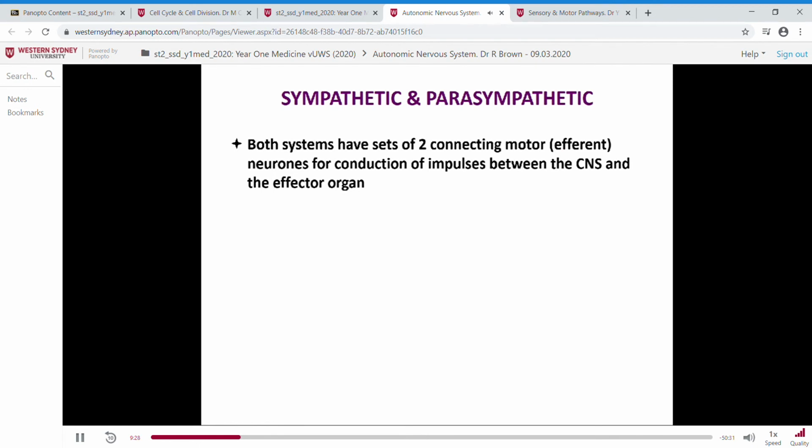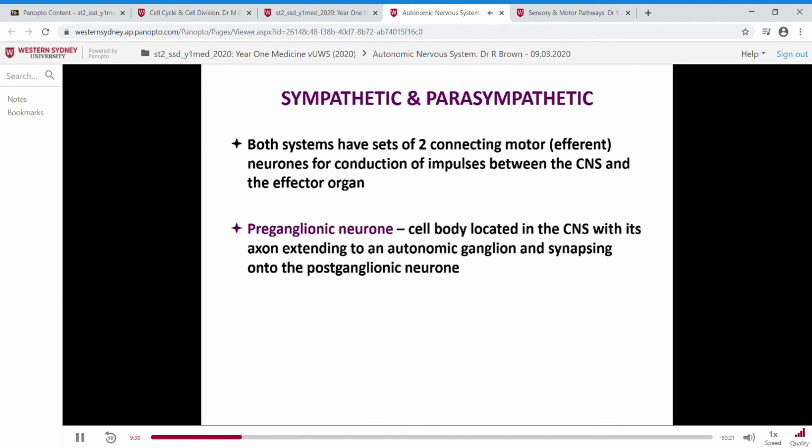Both systems have two sets of connecting or motor efferent neurons for conduction of impulses between the central nervous system and the effector organ. The first one is the preganglionic neuron. Its cell body is located in the CNS, and its axon extends to the autonomic ganglion and synapses onto the postganglionic neuron. I'll show you some images that show that a little bit better very shortly.